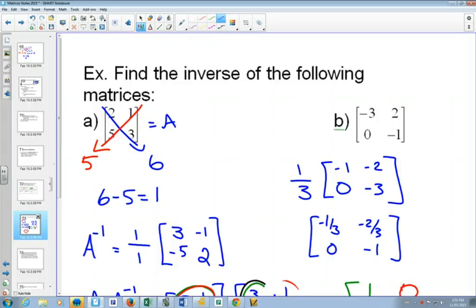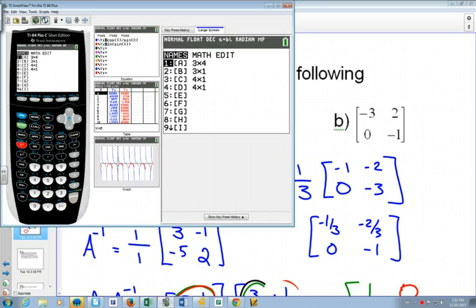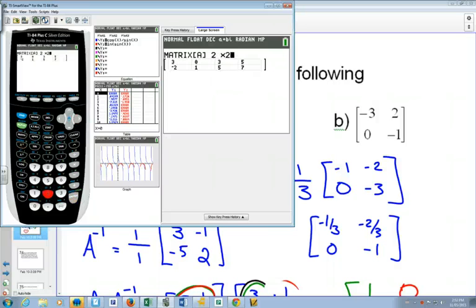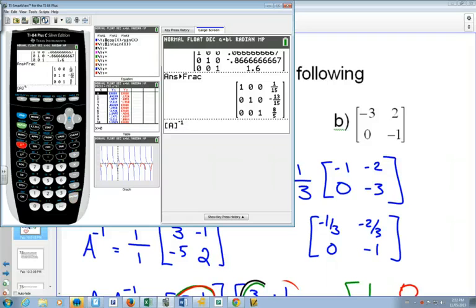Again, you can do inverses as well on our calculator. So if we want to see if that shows up, I'm going to type that matrix into my calculator. So I got a 2 by 2. And then we started off with -3, 2, 0, -1. And we go to our matrix, type in matrix A, and then right underneath the math button is x to the -1. If you just type the -1, it will find the inverse.